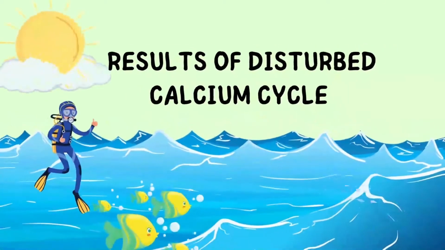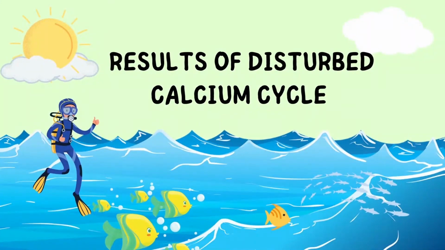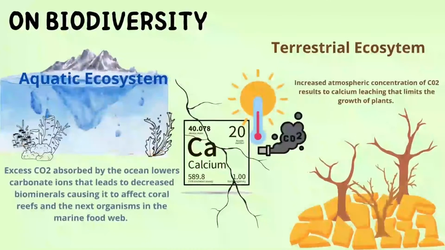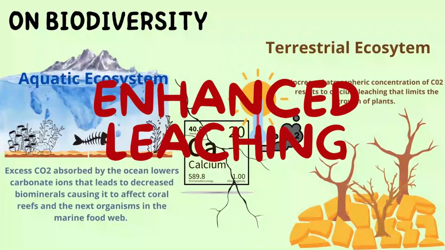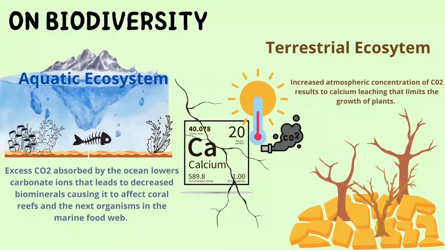And now, we will be talking about the disturbed cycle of calcium and its effects. First off, biodiversity. In terrestrial ecosystems, the increasing atmospheric concentration of carbon dioxide increases the weathering rate of minerals, which in turn causes enhanced leaching. Leaching of calcium minerals affects plants as it is found to be their limiting factor for growth.